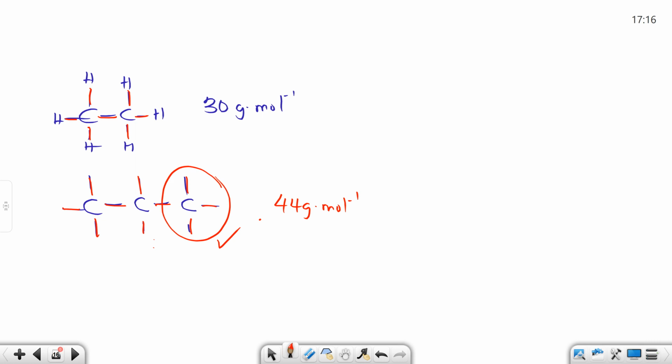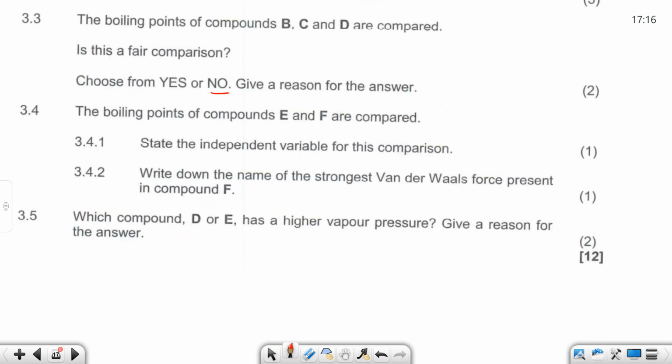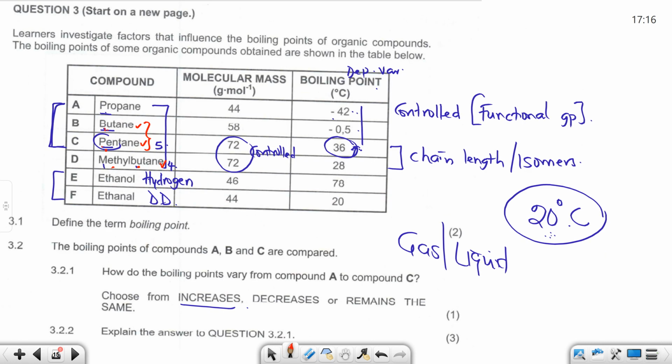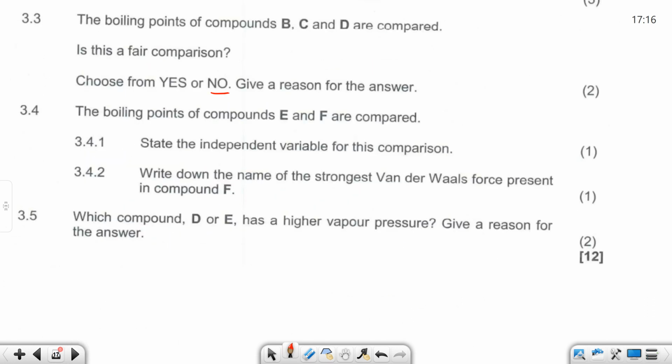Okay. What are we checking? Write down the name of the strongest force present in F. It's a dipole-dipole force. That's all you need. Don't start trying to write extra names.